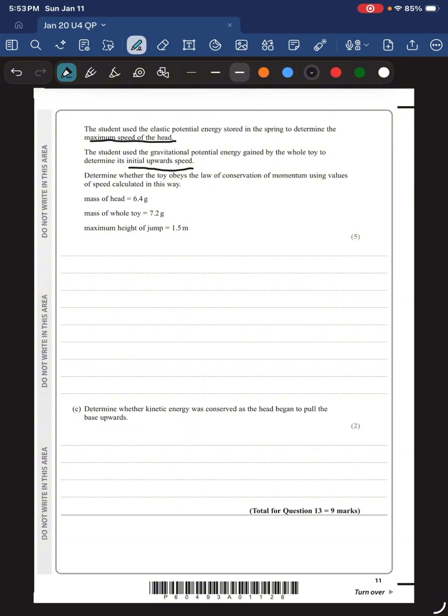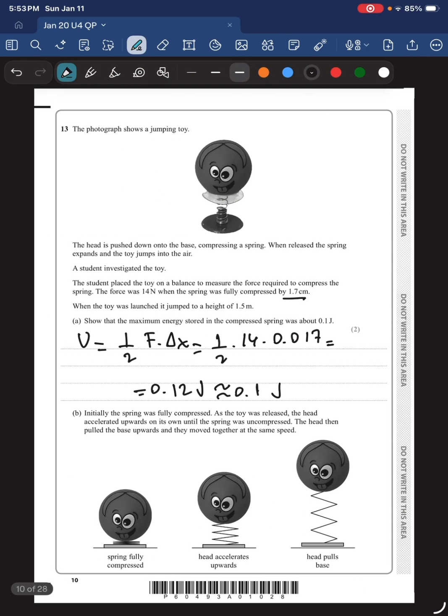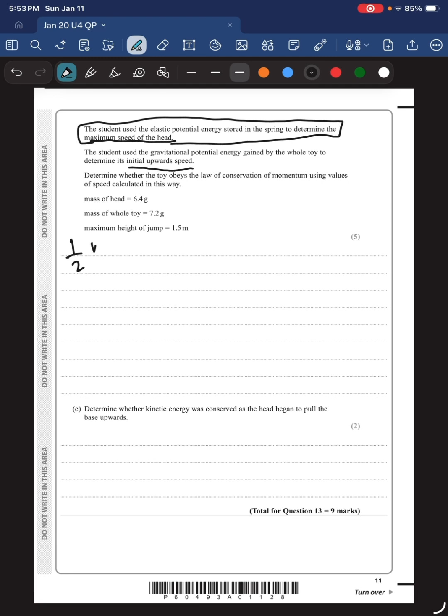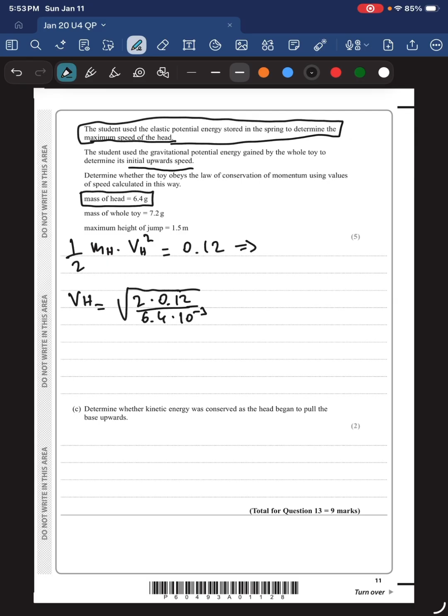Okay, this is a strange problem, the way it's worded, but let's start working on it. This is kind of like the first question in this part B of question 13. If we use 1/2 the mass of the head times the velocity of the head, which we are looking to find, and set this equal to the elastic energy, which we calculated in part A, just like the statement says, then we will find that V head, and the mass of the head is 6.4 grams. Then V head is the square root of 2 times 0.12 over 6.4 times 10 to the negative 3. Remember that 1 gram is 10 to the negative 3 kilograms. So the answer is 6.1 meters per second.